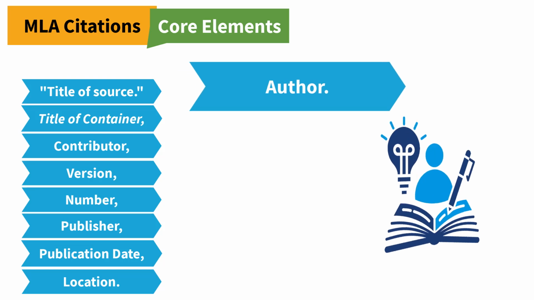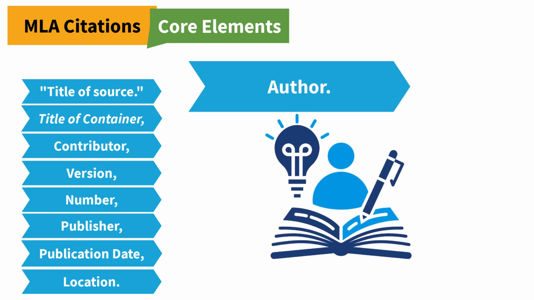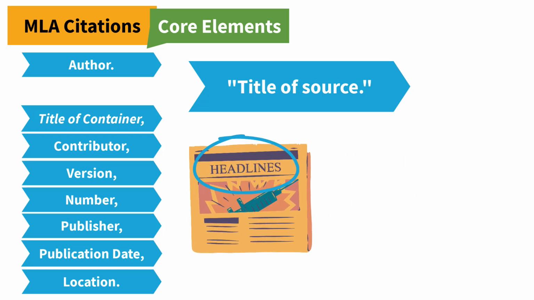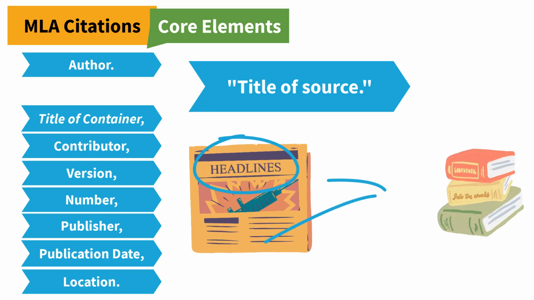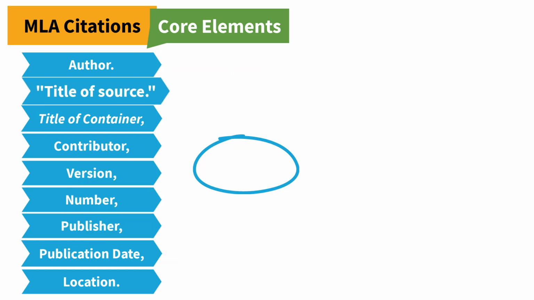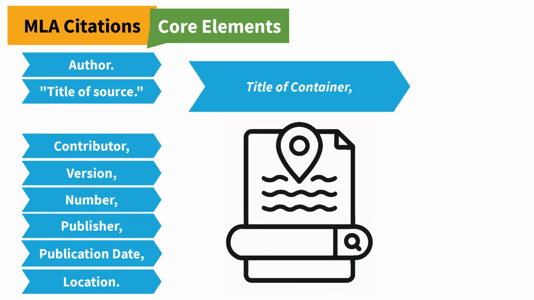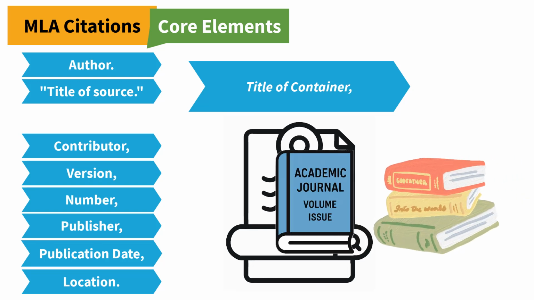First, author. Who wrote it? Use the last name, then the first name. Title of the source. What is it called? Use quotation marks for article titles and italics for books and journals. Title of container. Where was it published? A website, journal, or book that holds your source.